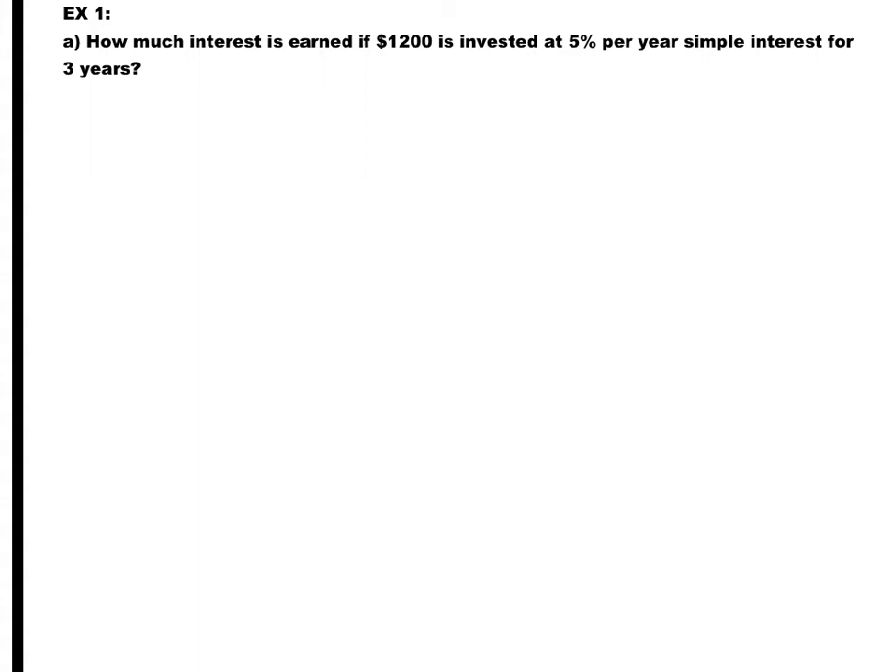The first example says: how much interest is earned if $1,200 is invested at 5% per year simple interest for 3 years? First of all, it says simple interest, so we know that the interest is PRT. That's the amount of interest. We know that P is $1,200. Your interest rate is 5%, in decimal 0.05, times T. T is 3 years. Now, if you multiply this, it's going to be $180.